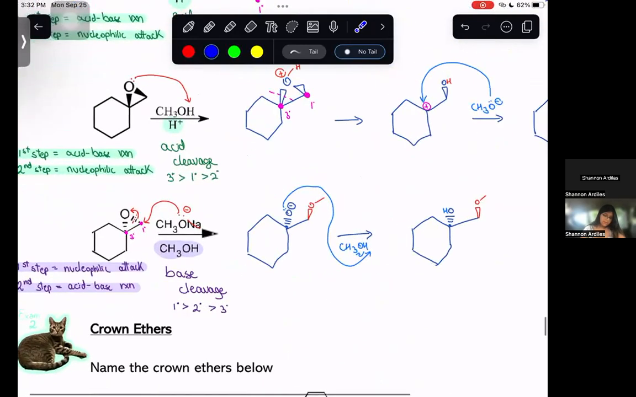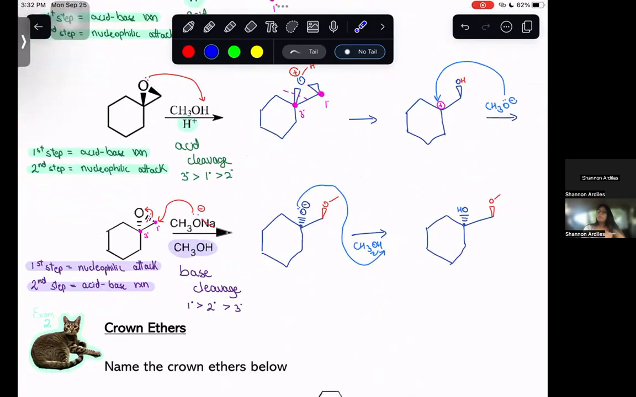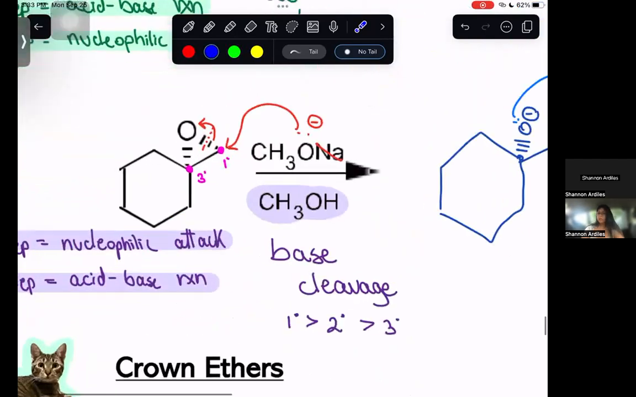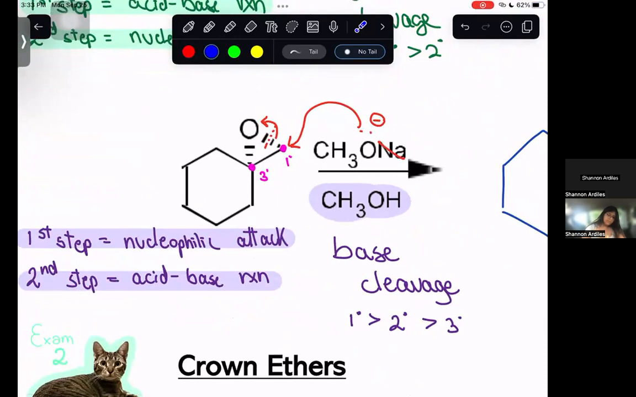And then for base cleavage, the ranking for both professors is the same. Primary, secondary, tertiary. So it's the same. Now, the steps are slightly different. We still have the main two components, acid-base reaction and nucleophilic attack, but the order is different. So for base cleavage, we're going to start with a nucleophilic attack, and then we end off with acid-base reactions.